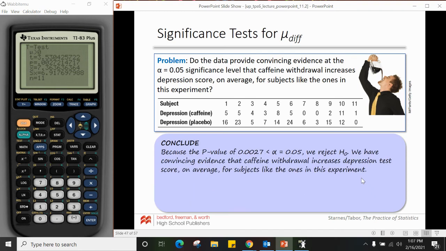I'll then conclude, because the p-value is less than alpha, we reject H0. We have convincing evidence that caffeine withdrawals increases depression test scores on average for subjects like the one in this experiment.